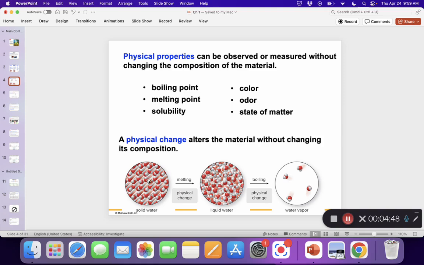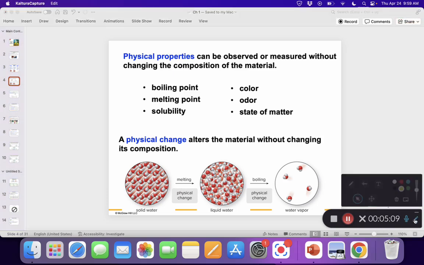For example, when you melt ice, you are making solid water into liquid water. It is a physical change because water in solid form or liquid form has one oxygen and two hydrogen. You are not altering its composition. The composition of water is always H2O, two hydrogens bound with one oxygen. So the composition is not altered, just the appearance. The appearance changes, so we call it a physical change.